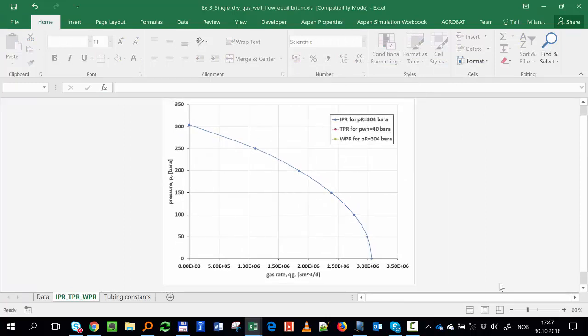The point here, when we have 0, which is basically vacuum, I'm putting the bottom hole at vacuum, something that we will see later I cannot do very well. This point is called absolute open flow, AOF. It's when I somehow managed to put my flowing bottom hole pressure all the way down to vacuum. It's called AOF, absolute open flow.